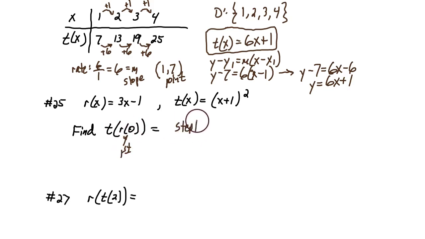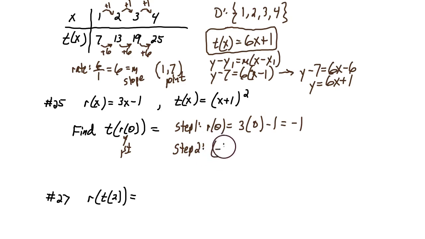Step 1, let's find r of 0. Take the rule for r and substitute in 0 for x. That makes -1. Now that we know what r of 0 is, we can substitute -1 into function t. And this makes 0. So t of r of 0 makes 0.